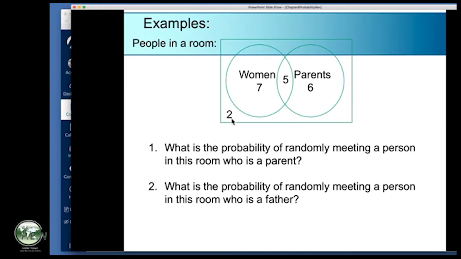These 2 here, they're men that don't have any children, right? Because they're not in either of the circles. Okay, so that's how it is. So that helps us with the counting.